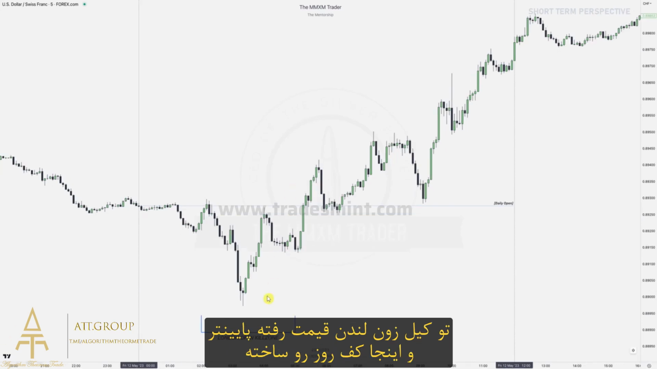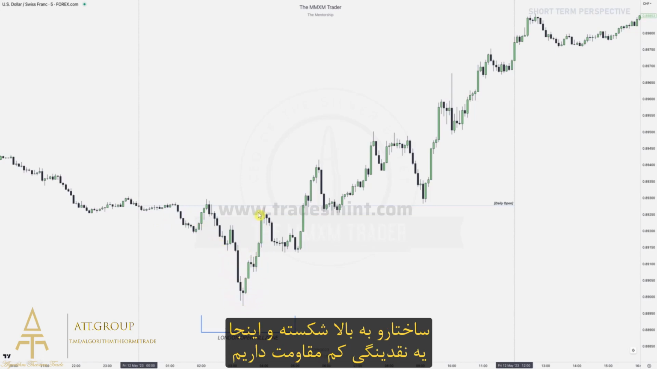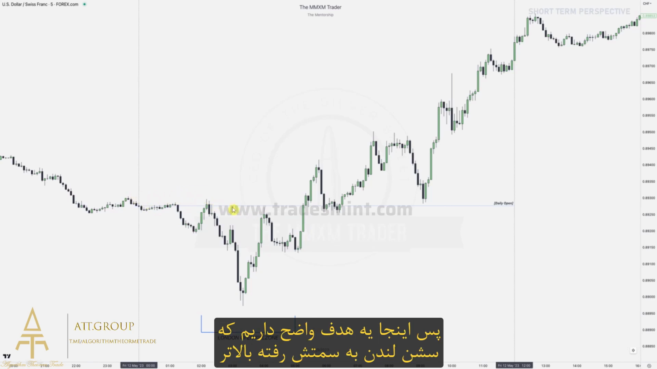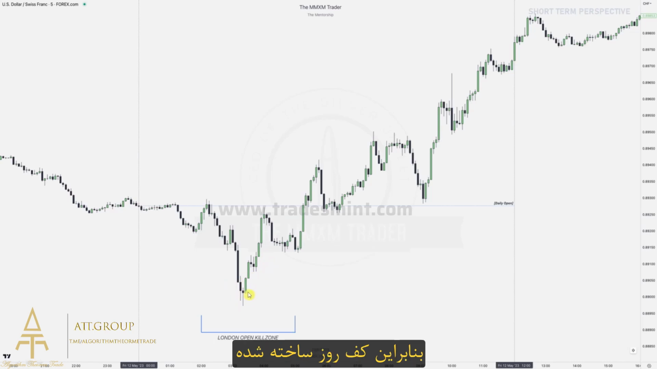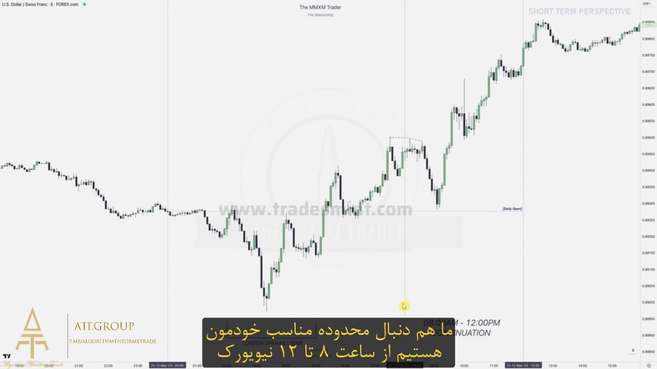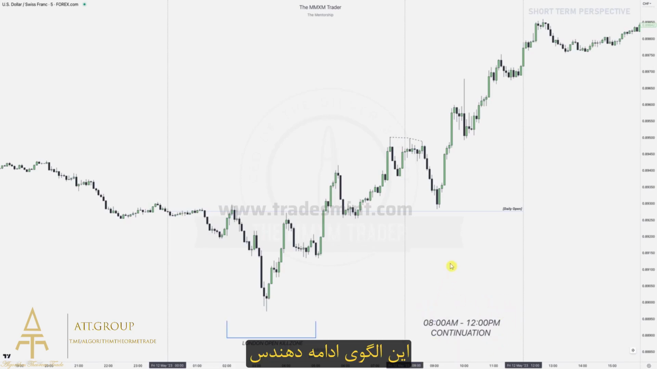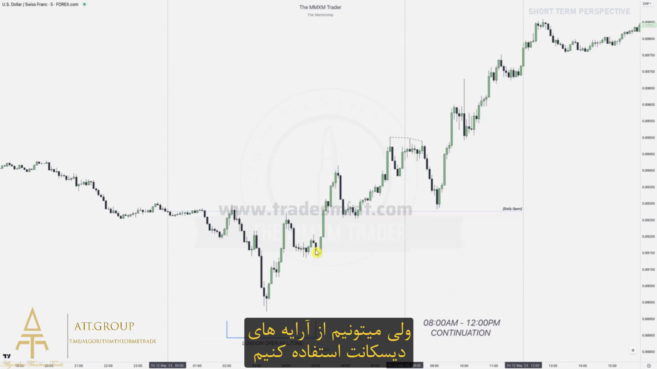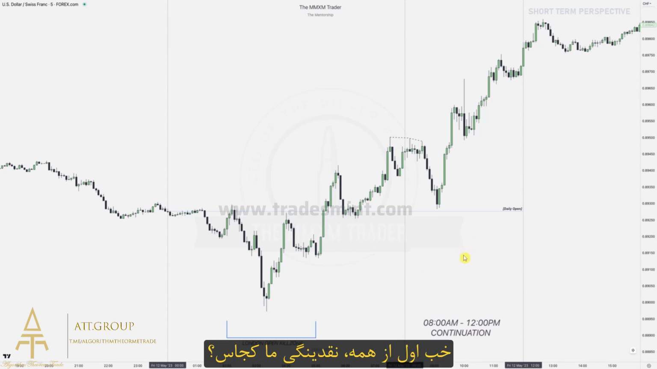So London kill zone, we trade lower, creating low of the day over here, starting to break structure upwards, and we've got that signature up off here, right? So we see clear targets for London kill zone to go up, and hence we create low of the day. So we already have this information, London open, creating low of the day. Now we look for our sweet spot, right? 8 a.m. to 12 p.m. EST, continuation pattern, right? So earlier we talked about that stop hunt, but we cannot see a stop hunt right over here. But we can use discount arrays, right? So first of all, where is our liquidity?